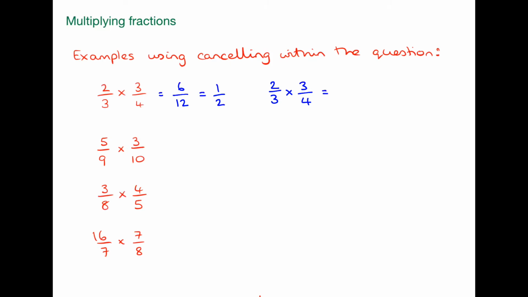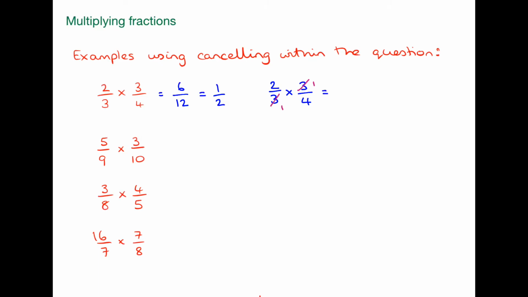Okay, it doesn't need to be within the same fraction. So what we can see when we look at these pair of fractions is we've got a 3 on the bottom here and a 3 on the top here. So they will cancel. So we can divide top and bottom by 3. That gives us 1 and 1.